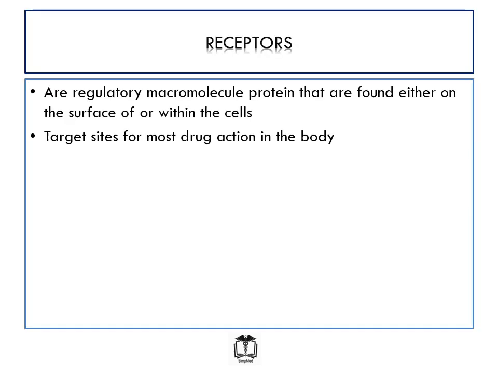Now, for the rest of the module, we'll be focusing on receptors. The reason for us focusing on receptors is because receptors are the most common target sites for drug action in the body. So most of the drugs that we talked about, or most drugs present in the world, have their mechanism of action primarily on receptors. And as a result, it's important that we talk about what receptors are. Receptors, in terms of definition, are referred to as regulatory macromolecular proteins that are found either on the surface or within the cell, and they're involved in different forms of functions in the body.